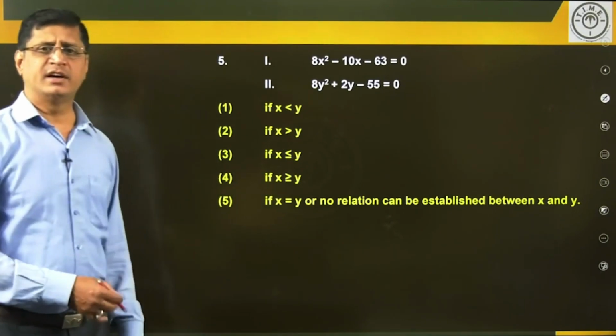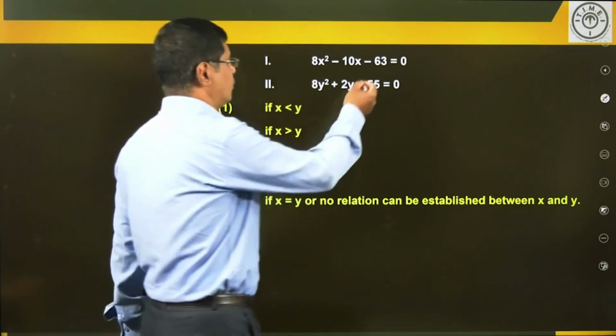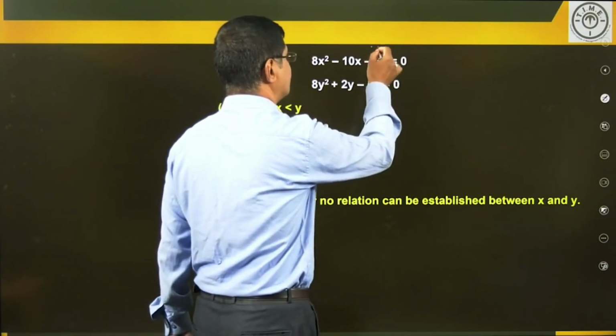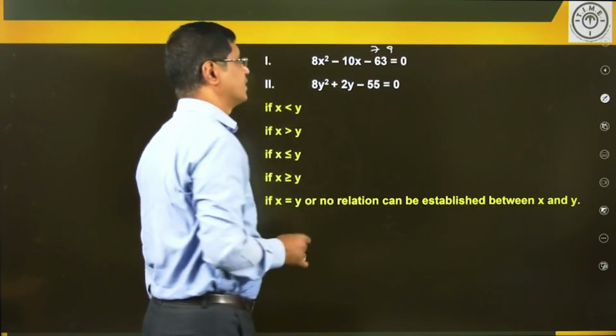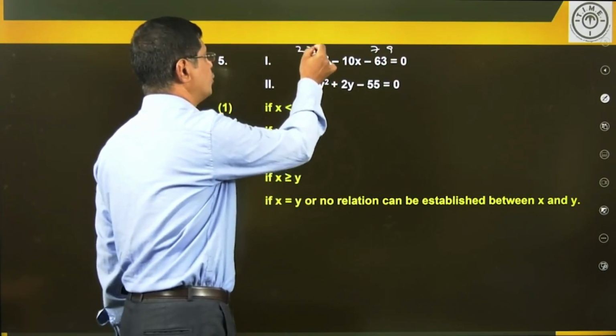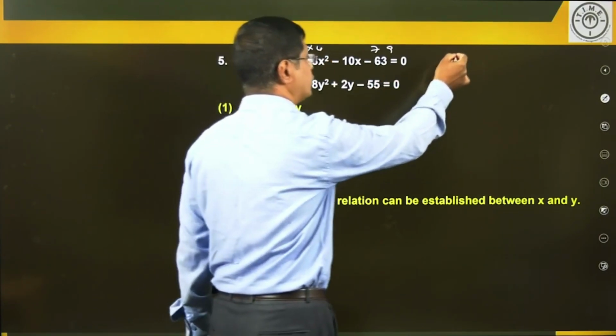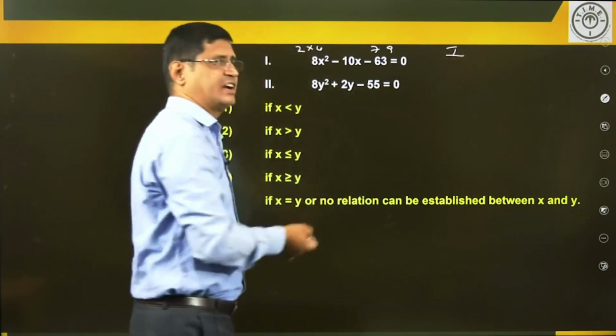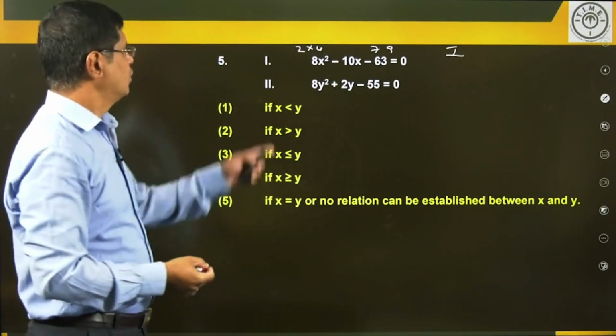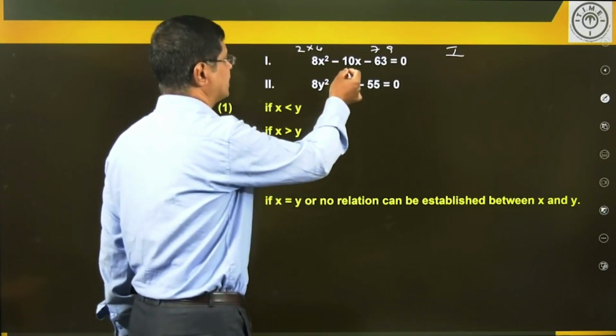Now, if you want to find the roots, just check. What about the 63? 7 into 9. What about 8? 2 into 4. What about the roots of the first quadratic equation? First find the factors, then we'll go with the roots. Now, just observe the middle term. The middle term is 10.